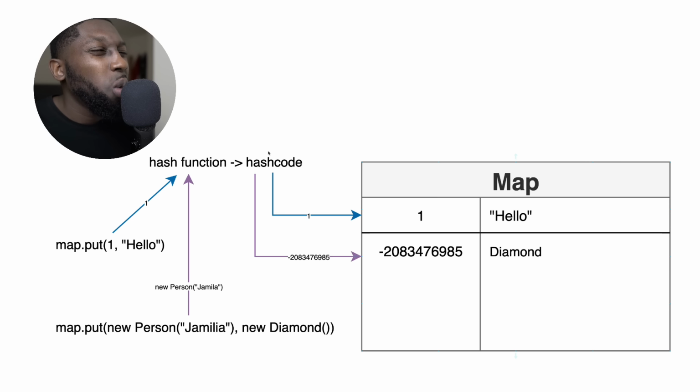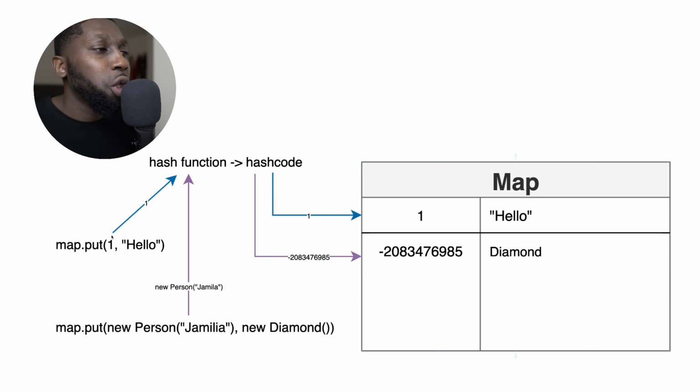Now, what the hash code really means is mapping an object to its integer value. You can call the hash function on the same object and it will always produce the same hash code. Internally, when you say map.put and then 1, 1 goes through the hash function. It produces the hash code, in this example here it's 1, and then it stores 1 and the value associated with it.